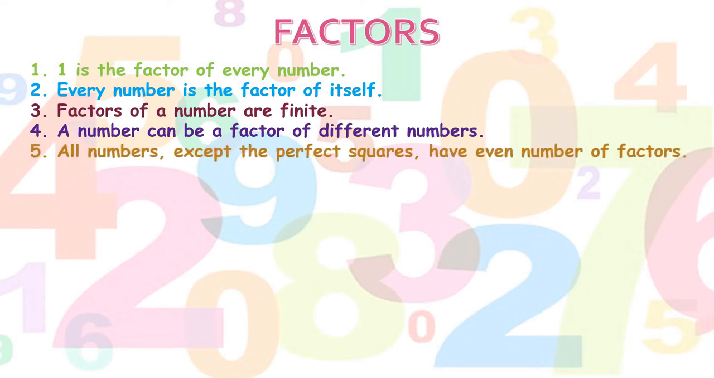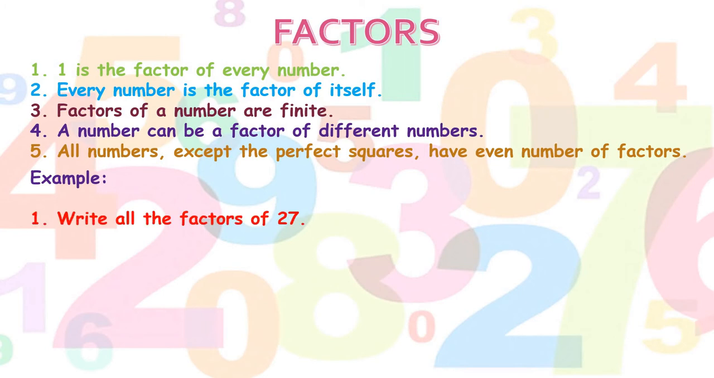Also, all numbers except the perfect squares have an even number of factors. Now what are perfect squares? The numbers which are obtained by multiplying the same number to itself are the perfect squares. Okay. So those numbers have an odd number of factors, whereas all the other numbers have an even number of factors.